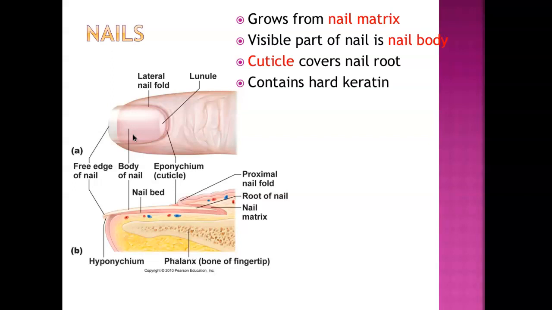But what is believed the reason we actually have them is because our ancestors climbed. They were used to protect our fingers from climbing and from the damage done from climbing. So that's most of the reason why we have nails.